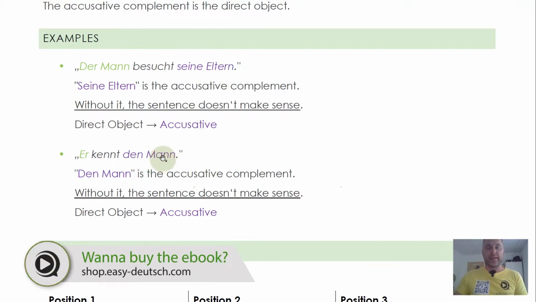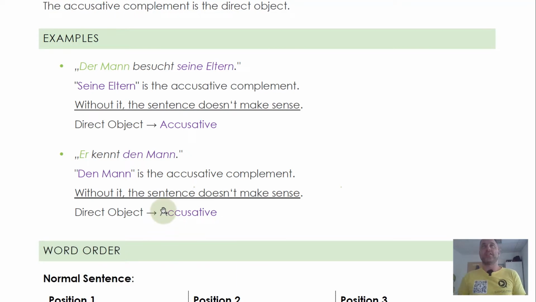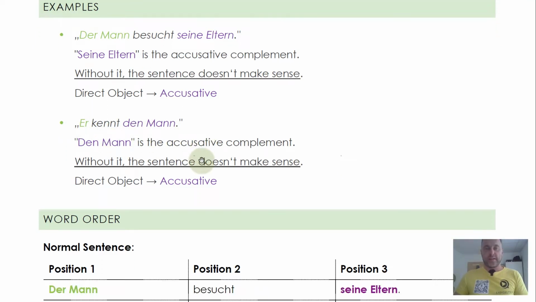Also, er kennt den Mann. So he knows the man. The man is the accusative complement, and without it, the sentence doesn't make sense. Because in English, you can say he knows, but in German, kennt doesn't make sense at all. We need the accusative there, otherwise it makes no sense whatsoever. And even in English, he knows only works if the situation is 100% clear. In German, even if it's clear here, we cannot drop this part here because it's mandatory to put it. And more about that in a second.